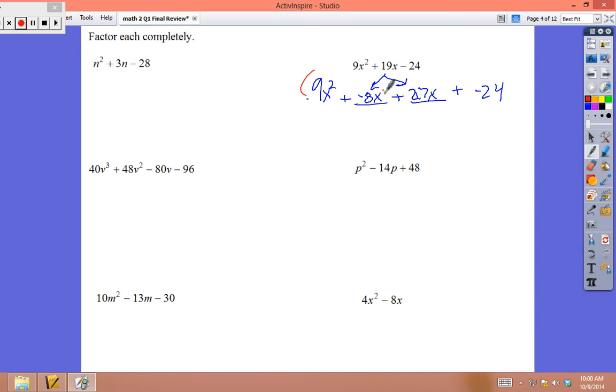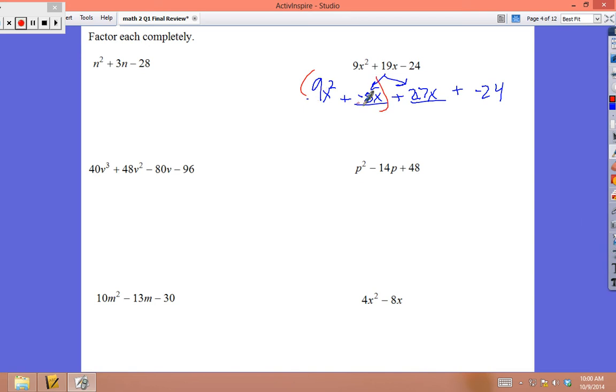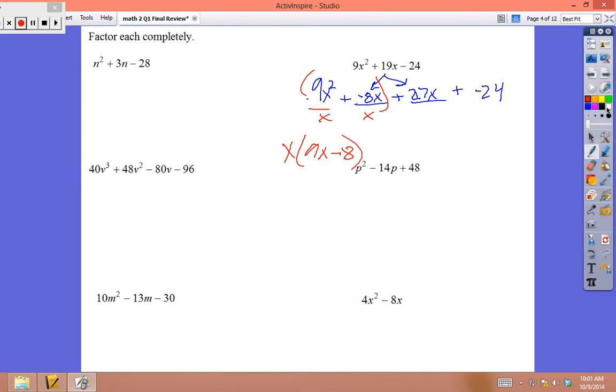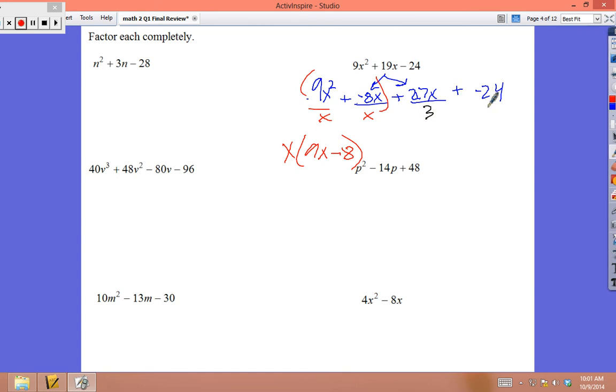So these first two right here, they got nothing in common except for an x. I can divide that by x, I can divide that by x. So if I rewrite it, it's going to be x times 9x minus 8. Okay, now this second group, 27 and 24, I can divide them both by 3. So if I rewrite that as a times problem, it's going to be 3 times 9x minus 8.